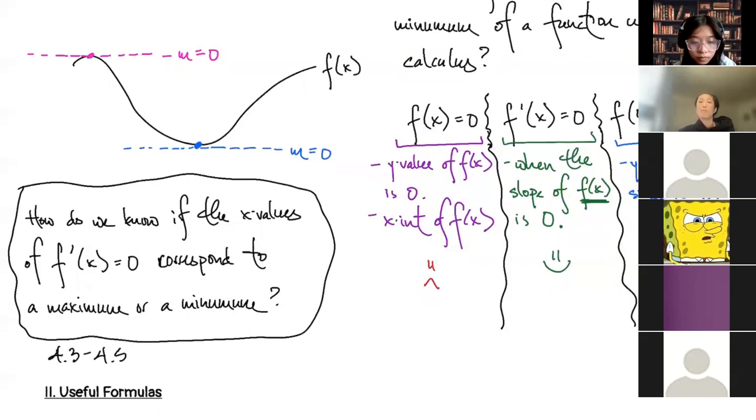For right now, we can assume that if the question says a maximum, the point we find is a maximum. And if the question says find a minimum, the point we find is a minimum. When we come back from spring break, that's when we'll address how we know the difference between a maximum and a minimum.